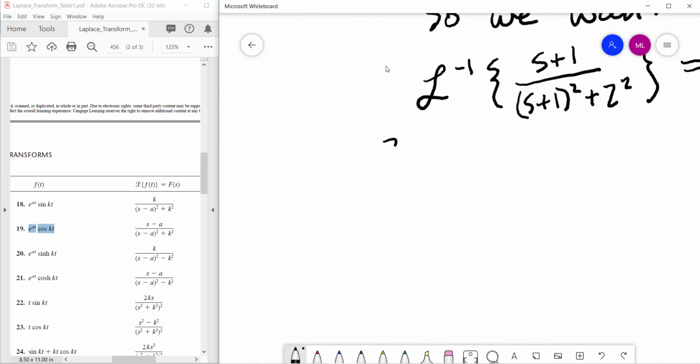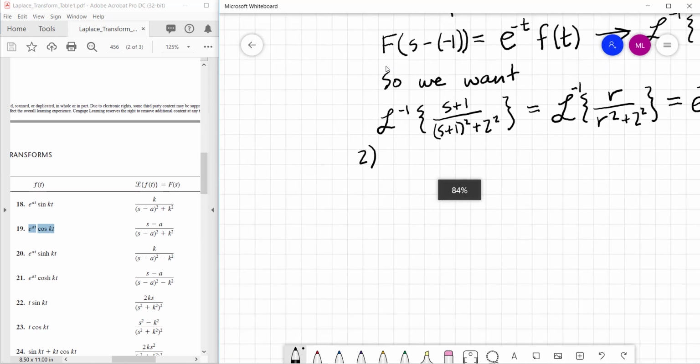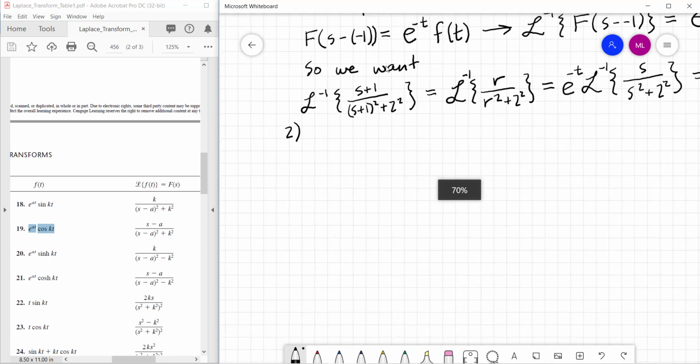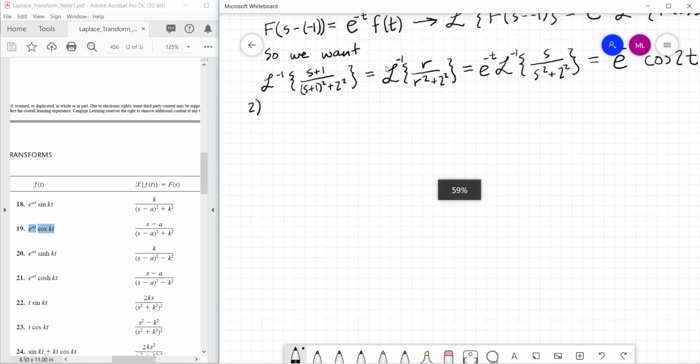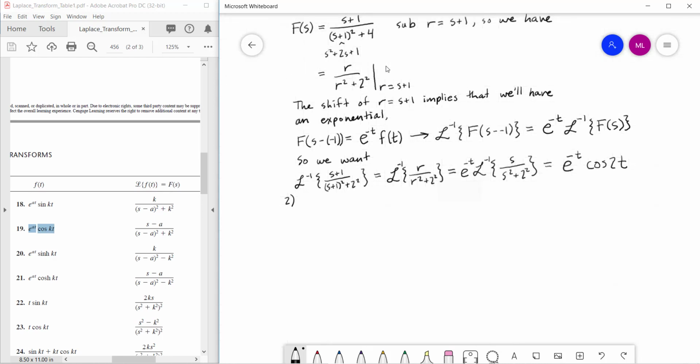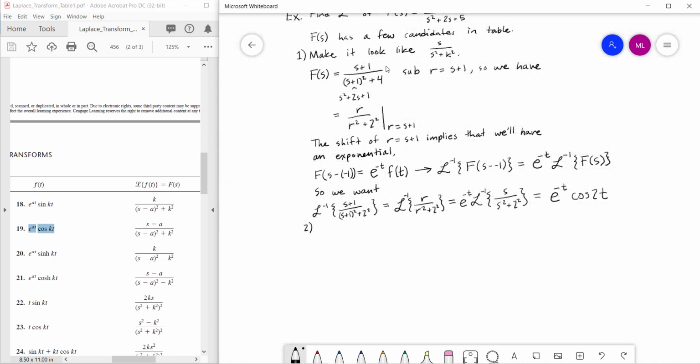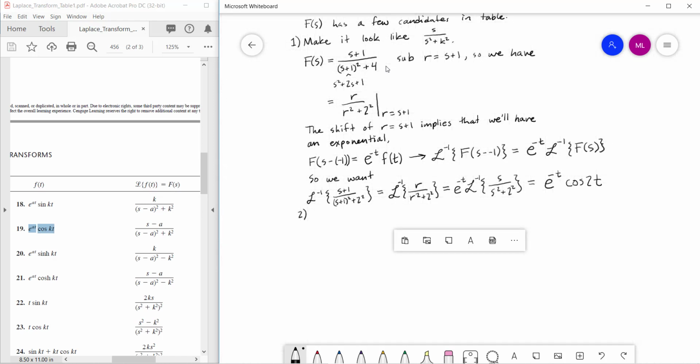So in this case, let's zoom in. Approach number 2, which is going to be our nicer approach, and most people will probably prefer to do it this way. Again, let's just get everything back on the screen so I can make these kind of look similar. What we want to make it look like now is s minus a over s minus a squared plus k squared.